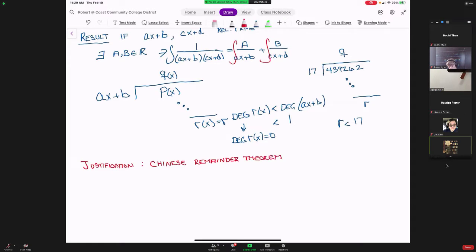Now, the reason this result is called the Chinese remainder theorem is because the oldest place in history where this was written down is on some piece of parchment that was discovered somewhere in China. That's why it's called the Chinese remainder theorem. And it has something to do with modular arithmetic.